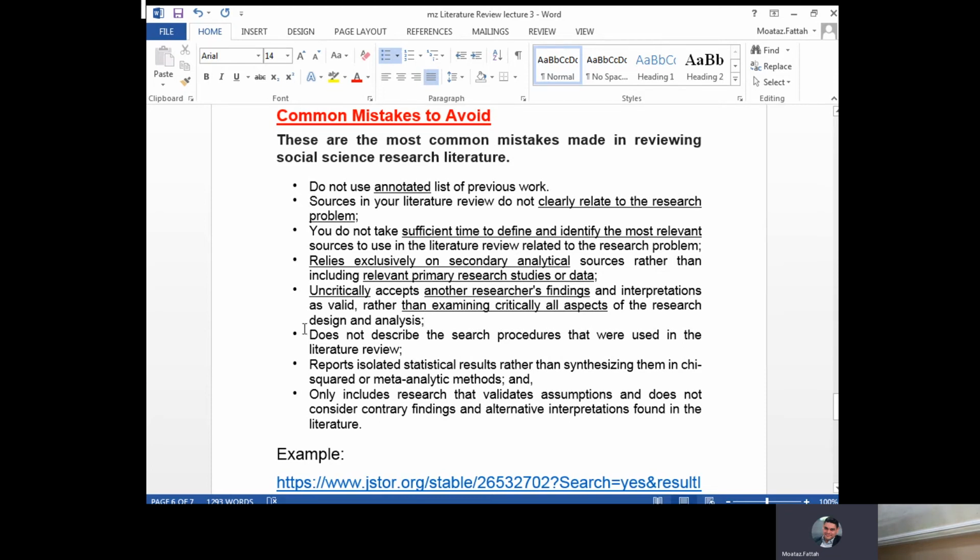You don't tell me what you did in the literature review. You just give me this annotated list. No, I need you to say methodologically, I'm going to make a distinction between those pieces of research done using normative or theoretical analysis, those that used qualitative research, and those that belong to the quantitative technique. I need you to tell me what you are going to do when you are doing your literature review. I need to know your research procedures.